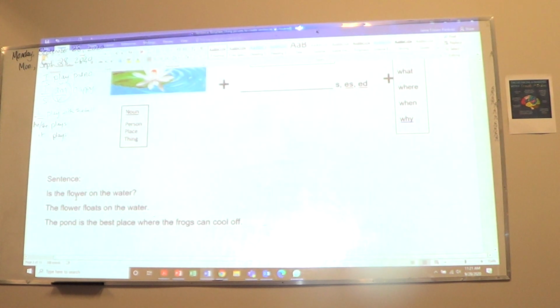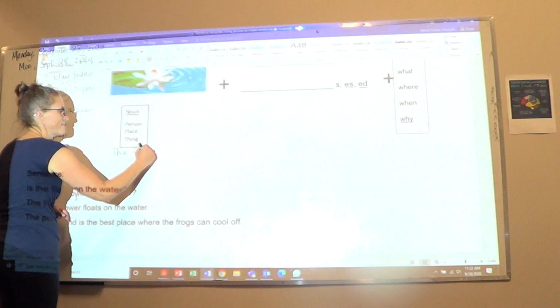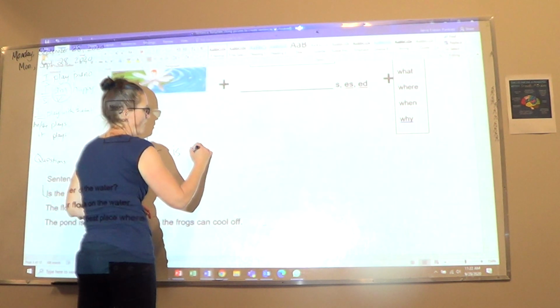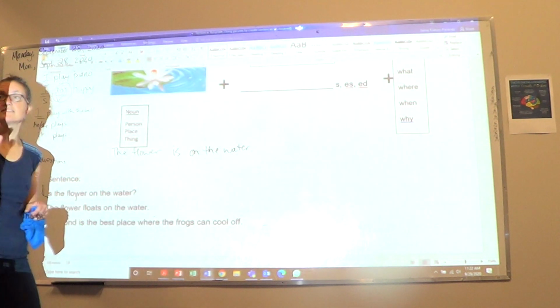Is the flower on the water? Ooh. This isn't a kind of sentence we've been working with yet. What's special about this kind of sentence? What kind of sentence is this? It's a question. Look what happens when we work with questions in English, okay? I'm going to just take this. The flower, plus my verb, is where? On the water. Okay, so that's a statement.